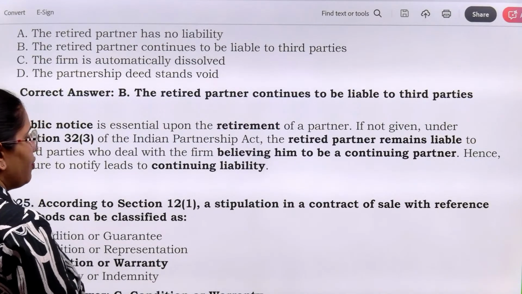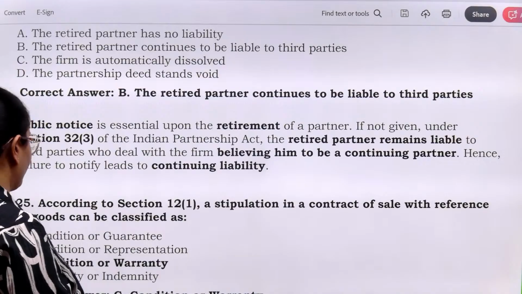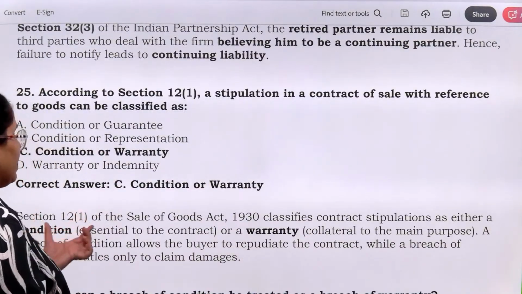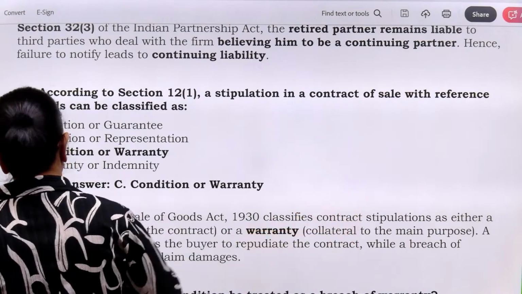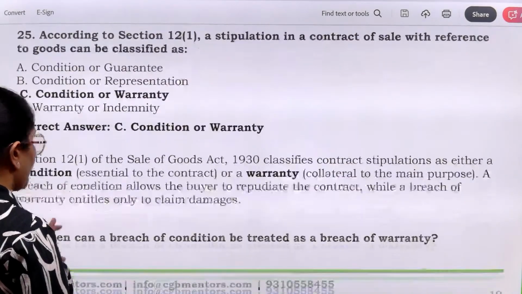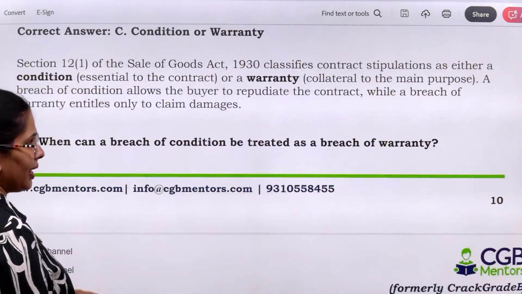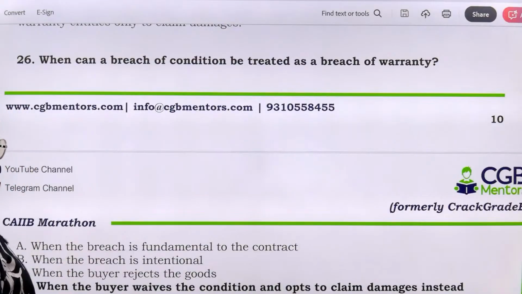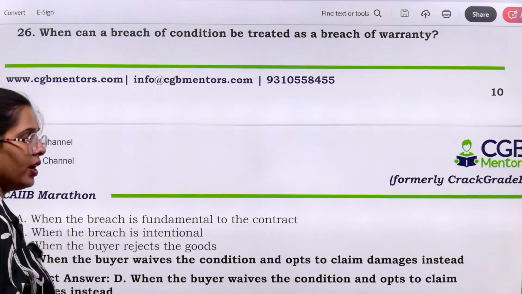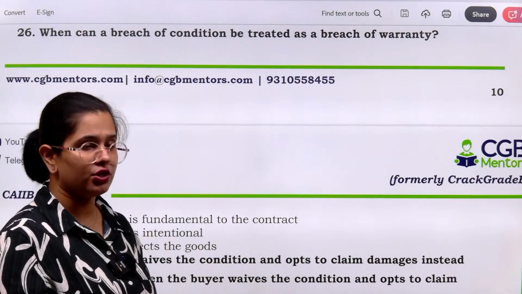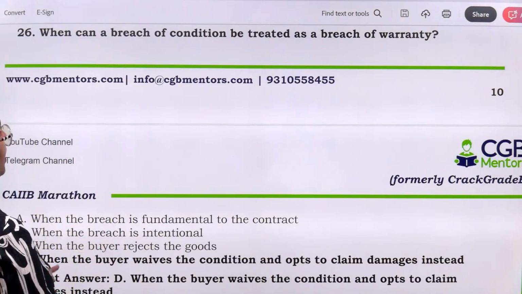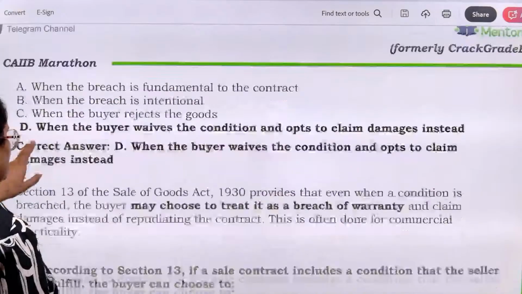As per section 12, a stipulation in a contract of sale with reference to goods can be classified as condition or warranty, right? It depends on whether it is essential to the contract or it is collateral to the main purpose. But if there has been a term that is given, we will call it a condition or warranty. When can a breach of condition be treated as a breach of warranty? So, when the buyer waives the condition and opts to claim the damages instead, even though the condition was very core to the contract, but still buyer is like, okay fine, you just give me the damages, right? So, in that particular case, the breach of condition can be treated as breach of warranty.